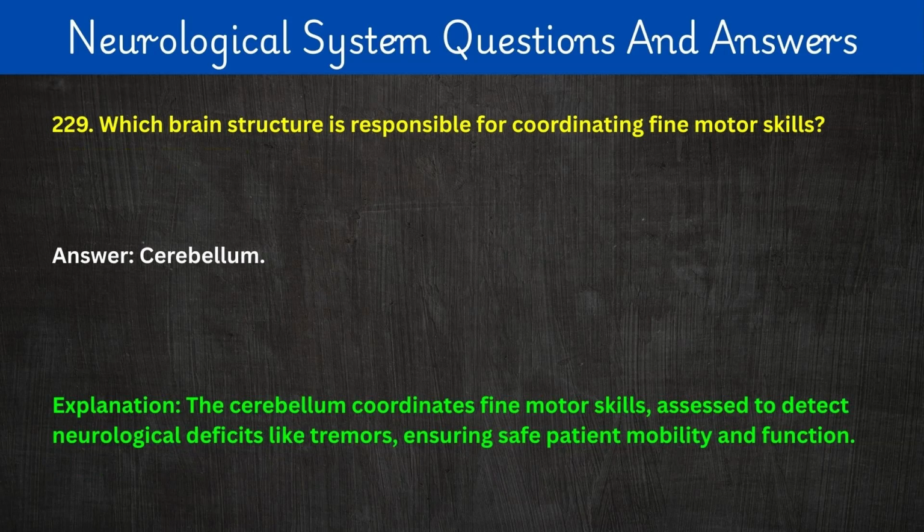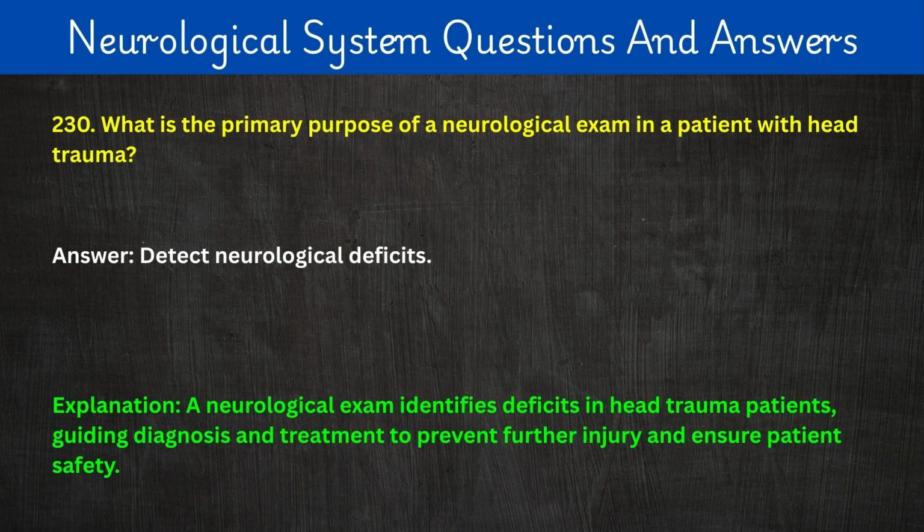229. Which brain structure is responsible for coordinating fine motor skills? Answer: cerebellum. Explanation: the cerebellum coordinates fine motor skills, assessed to detect neurological deficits like tremors, ensuring safe patient mobility and function. 230. What is the primary purpose of a neurological exam in a patient with head trauma? Answer: detect neurological deficits. Explanation: a neurological exam identifies deficits in head trauma patients, guiding diagnosis and treatment to prevent further injury and ensure patient safety.